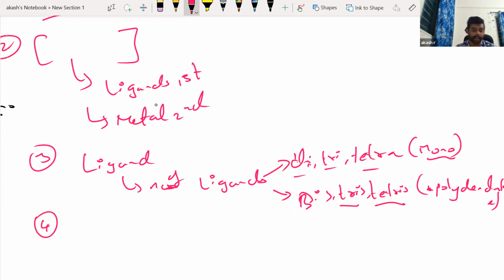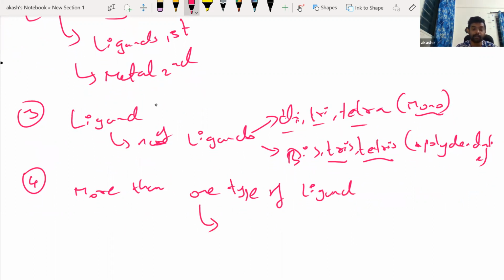Next, whenever you have more than one type of ligand, we have to follow alphabetical order. For example, if chlorine is there and bromine is there, then you have to write bromine first, then chlorine, because B comes first in alphabetical order, then comes C.